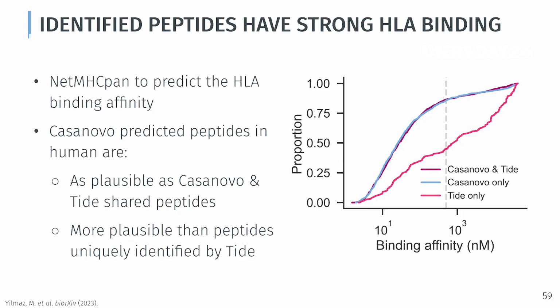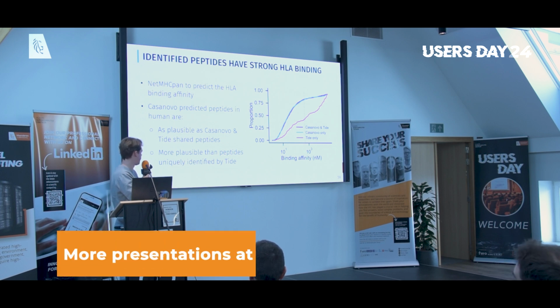Then again, similar as before, we did some evaluation to actually check that the predictions make sense. Here, Tide is a database search method, and we see that the ones that are shared between Casanovo and Tide and the ones that are only predicted by Casanovo have a lower binding affinity, which means that they are probably true, while the ones predicted only by Tide have a higher binding affinity.